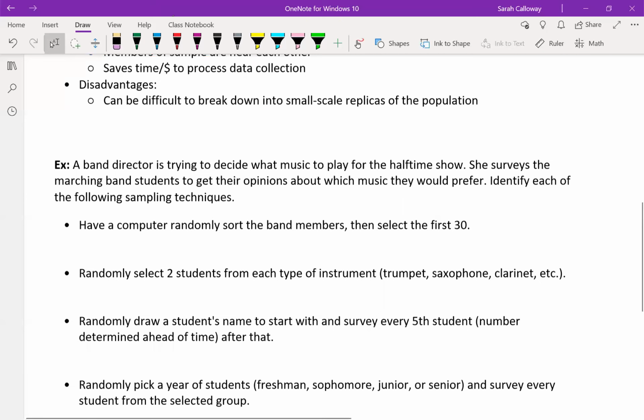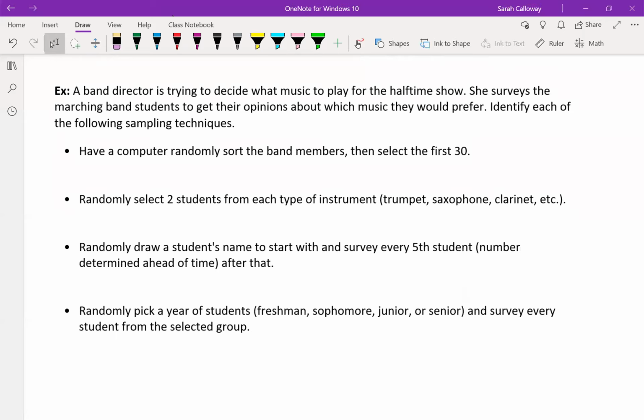So in the example, we're talking about a band director who's trying to decide what music to play for a halftime show. She surveys the marching band to get their opinions about which music they would prefer. Identify each of the following sampling techniques. So if I have a computer randomly sort the band members, so the computer is randomizing the data, and then I'm selecting the first 30, this is actually a simple random sample. Right, I took everybody in my population, which was all of the members of the band. I randomized them using a computer, and then I just picked the first 30.